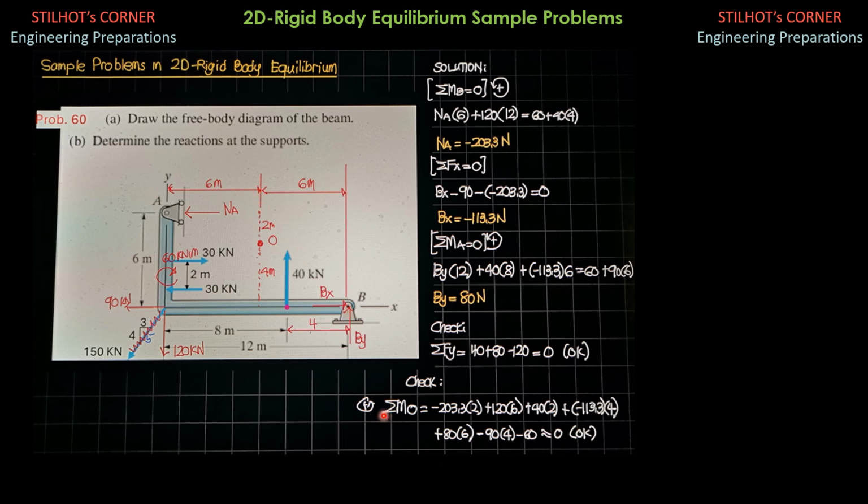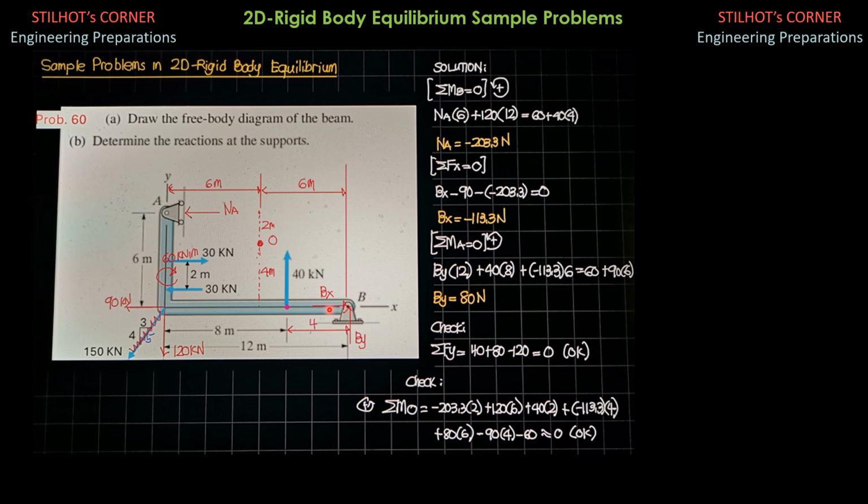So summation of moments about O, counterclockwise positive again. So beginning with NA, which is counterclockwise about O, its sign is negative 203.3 and its moment arm is 2. Then plus the moment of this 120 kilonewton load, which is counterclockwise, so 120 times 6. Then plus the moment of this 40 kilonewton load, which is counterclockwise, which is 40 times 2. This is 2 meters, 6 minus 4.